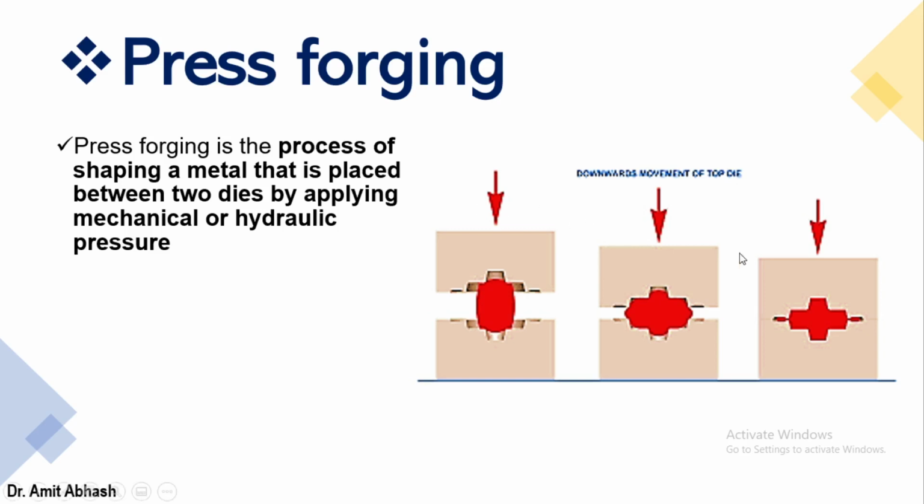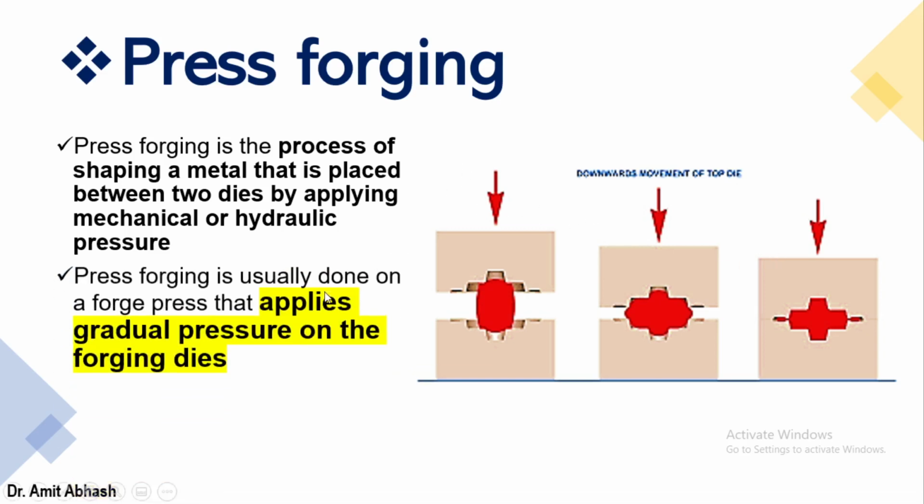So this is the entire process, but the difference here is that the applied force is a gradual force on the forging dies, as compared to the previous one, the drop forging, where we applied an impact type of load. The difference between impact load and gradual load is that here the magnitude of the load is increasing continuously, whereas in impact loading a suddenly applied load increases up to the maximum value. So this is the difference.